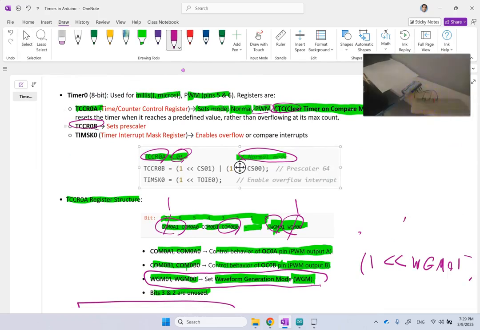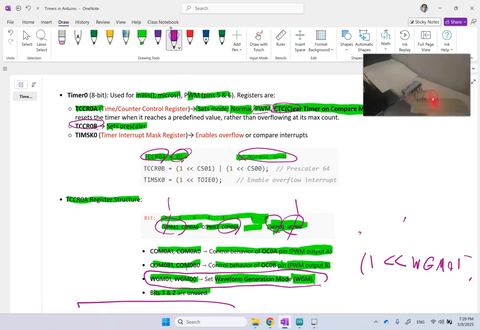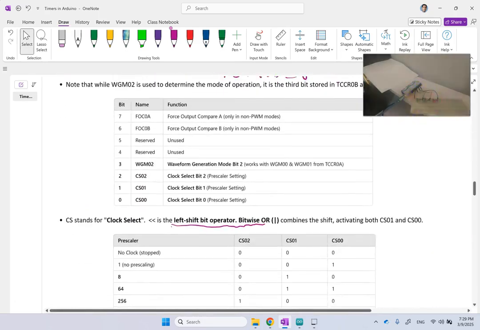Now, what is the second register, TCCR0B? That guy is to control the prescaler. Remember those numbers, 64, 128? How do you set those numbers? By setting the bits of TCCRB. TCCRB, similar to A, is 8 bits. So how do you set each one of the bits so you get those different prescalers? This is the structure for this guy now.